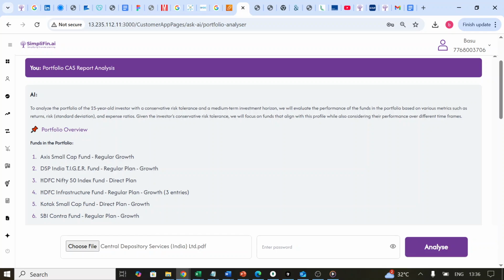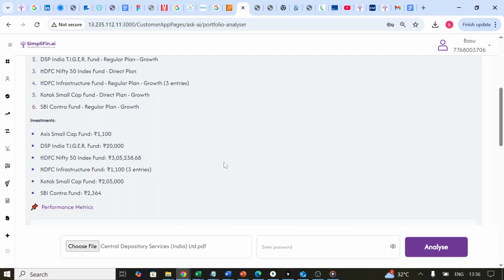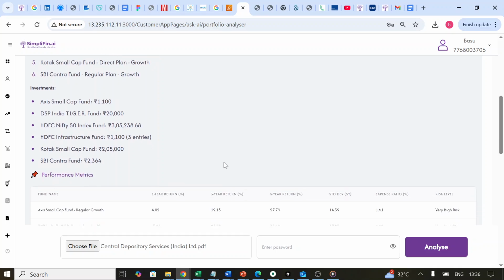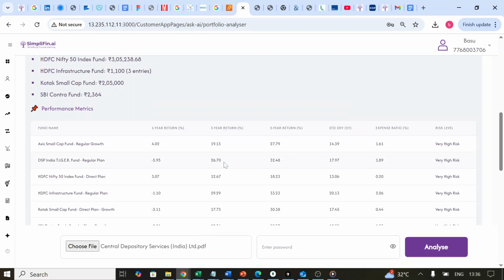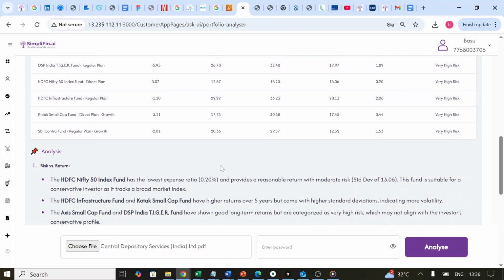Now you can see here we are basically saying, for a conservative and medium-term investment horizon person who is 25 years old, these are the funds in the portfolio which are directly read by AI from the cash report. And this is the amount invested in these particular funds. You can have any number of funds in your cash report. We read all those funds, and then we also look into the historical performance of those funds, their standard deviation, expense ratio, and on that basis analysis is done for the risk and return.